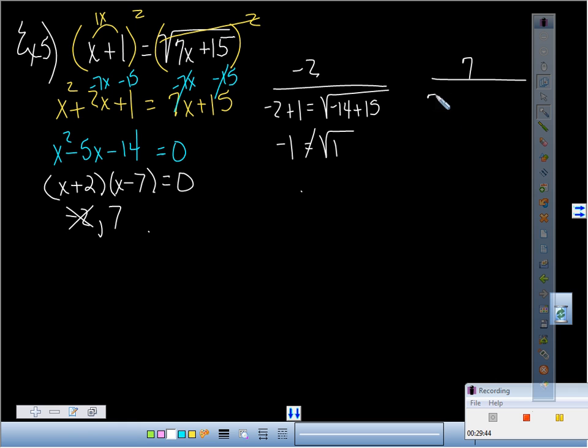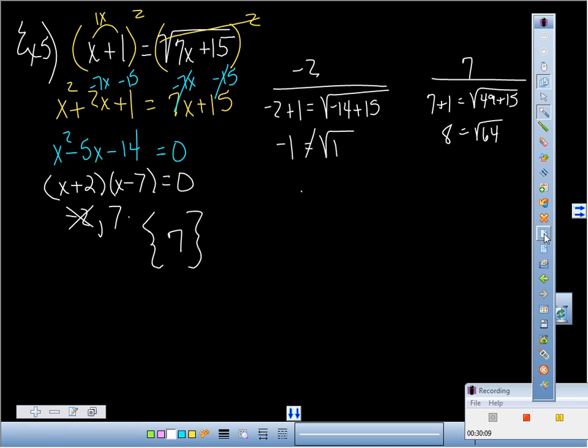All right, this one's going to be 7 plus 1 is equal to the square root of, what's 7 times 7? 49. What's 49 plus 15? 64. The square root of 64, is that 8? Yes. So 7 is a good answer, and that is my solution. Can you imagine the headache the person figuring out extraneous solutions has to go through? It's like, why doesn't this work? Frustrating.